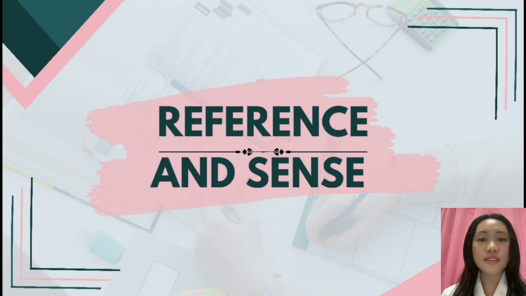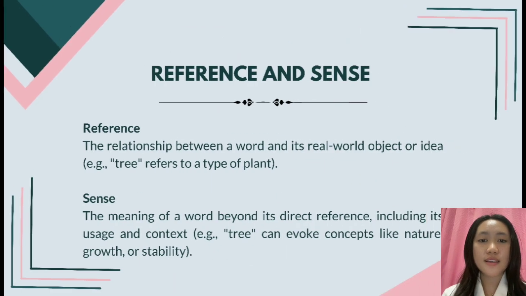So let's move on to the next, which is the reference and sense. Reference is the relationship between a word and its real world object or idea. Like tree refers to a type of plant, whereas the sense is the meaning of a word beyond its direct reference, including its usage and context. Like tree can evoke concepts like nature, growth, or stability.